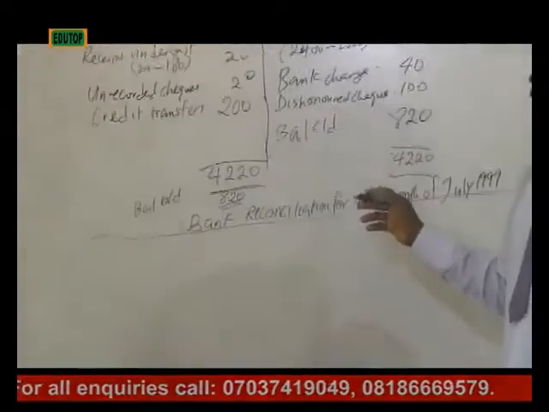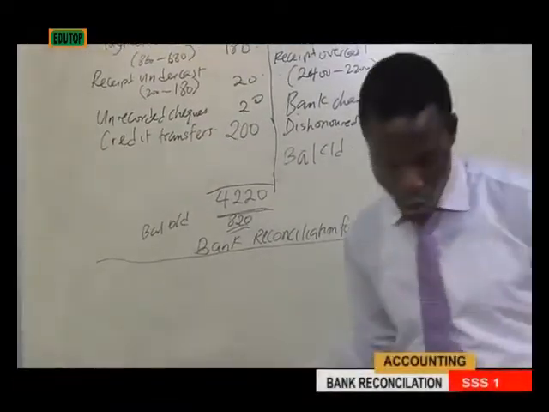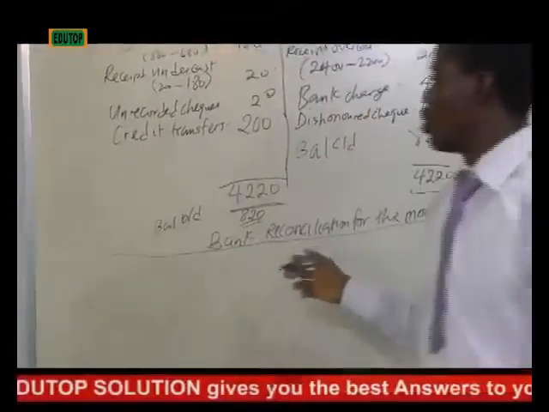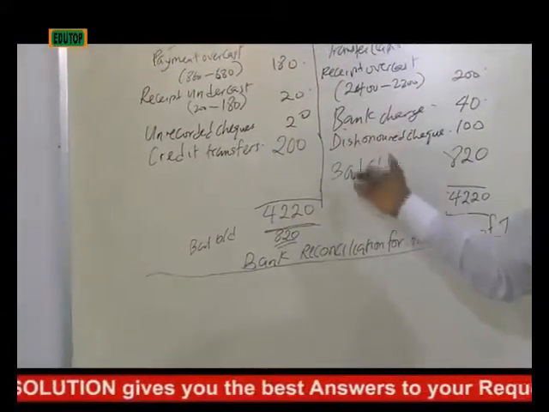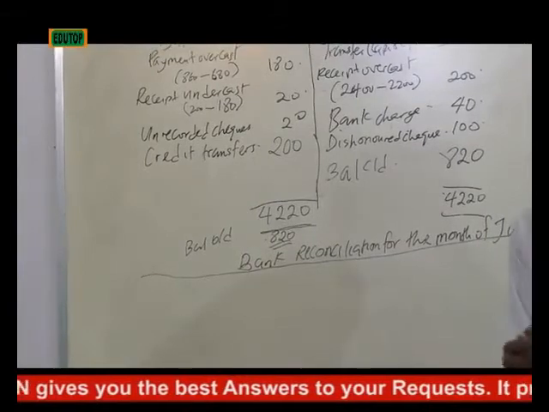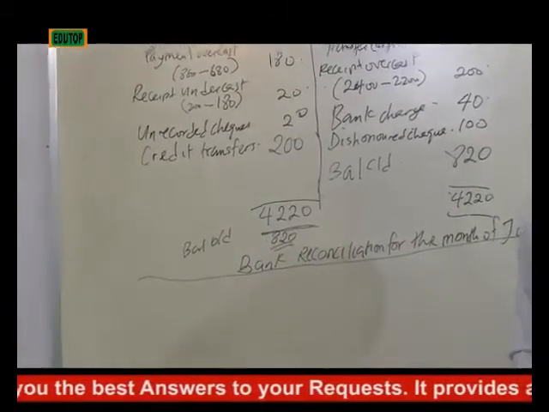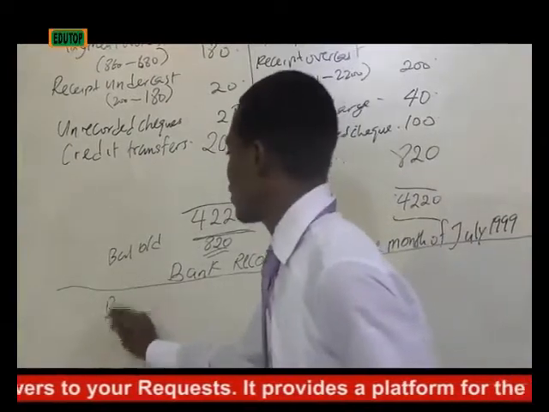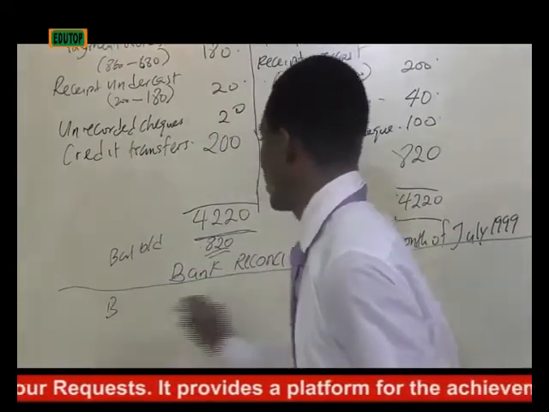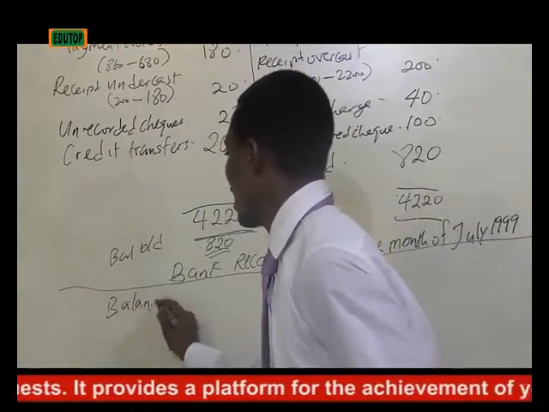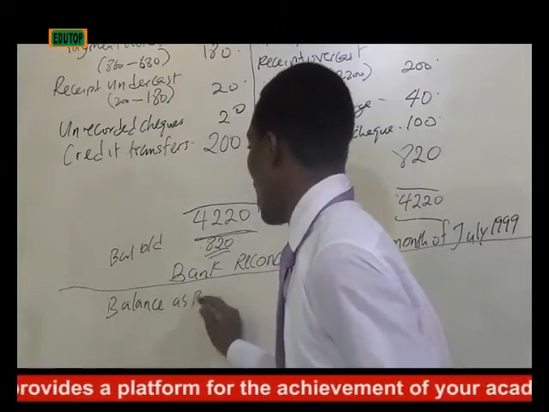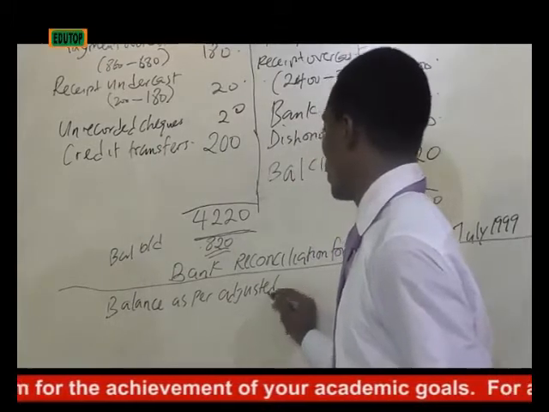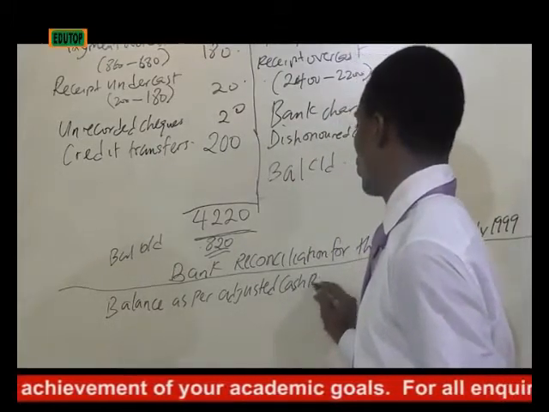Now, what we do is we just write balance. We have the balance adjusted, because after you must have done this, then you want to know the bank statement balance at the end of the day. So balance, you bring it forward here. You write balance as per adjusted cash book.